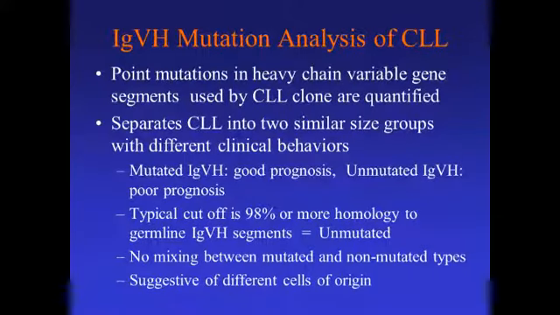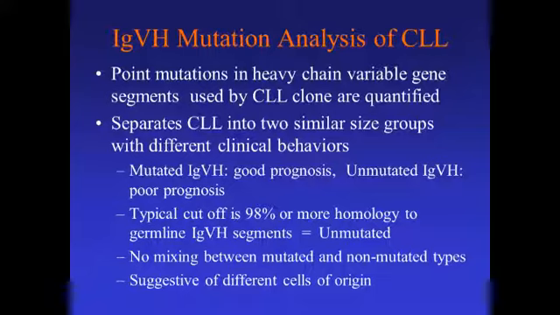Immunoglobulin gene analysis involves looking at point mutations in heavy chain variable gene segments and then comparing those. The way that's done is you amplify the variable gene, look at the germline counterpart that's usually in a database, and then figure out where the point mutations are and how many you've got. This separates, as I just mentioned, CLL into two groups. The mutated group has good prognosis, unmutated, not so good.